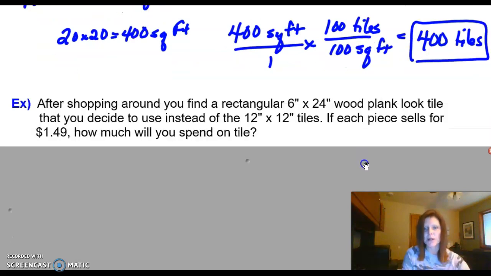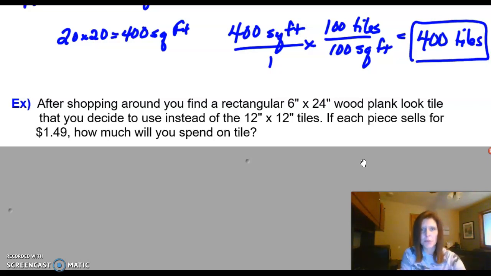Now let's make it a little more complicated. Suppose we shop around and we find a 6-inch by 24-inch tile that we would prefer to use instead of those square ones. And we know that each tile is $1.49. How much will we spend on the tile?